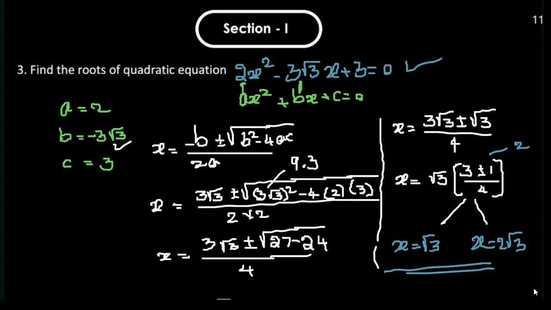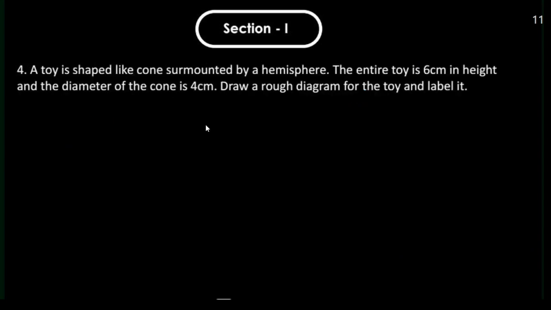Got it? Now let's see the next question. A toy is shaped like a cone surmounted by a hemisphere. The entire toy is 6 centimeters in height and the diameter of the cone is 4 centimeters. Draw a rough diagram for the toy and label it. Here, don't just worry about solving something, right? He simply asked for a rough diagram because it is only 2 marks. So he asked for the diagram, right?